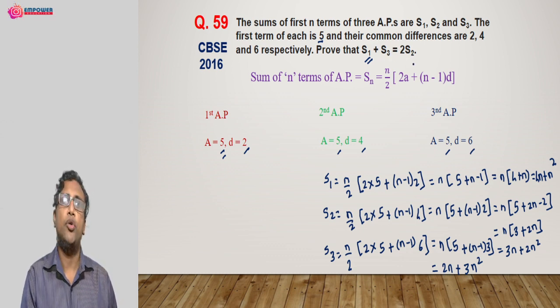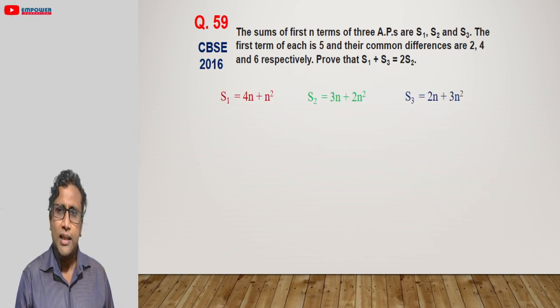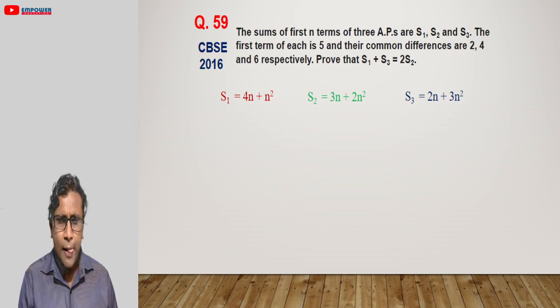And what we have to prove? S1 plus S3 is equal to twice S2. This is what we have to prove. These are the three equations I got in the previous slide. I have to prove that.